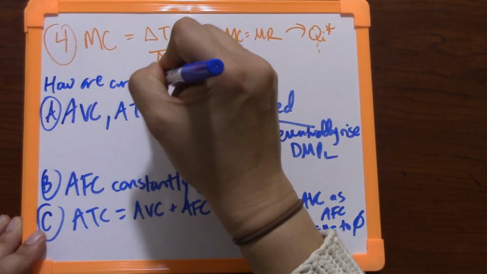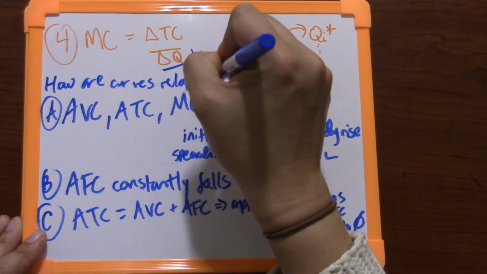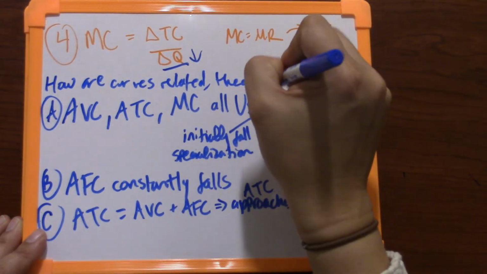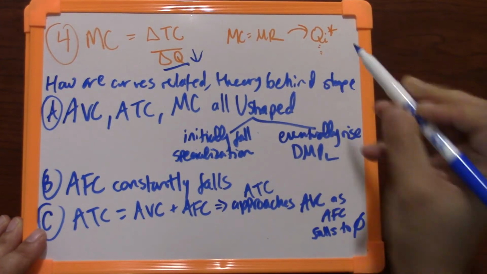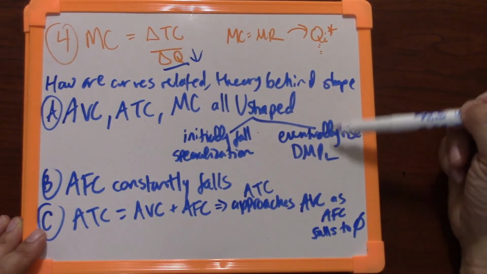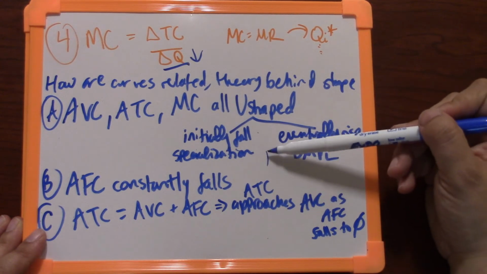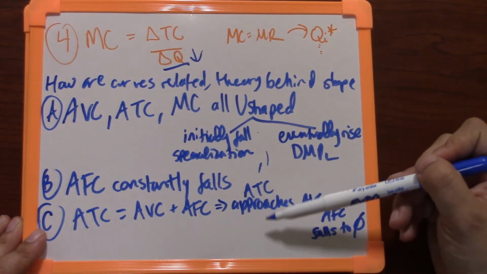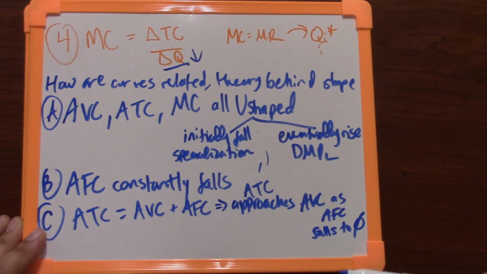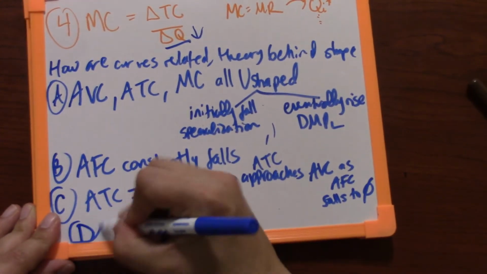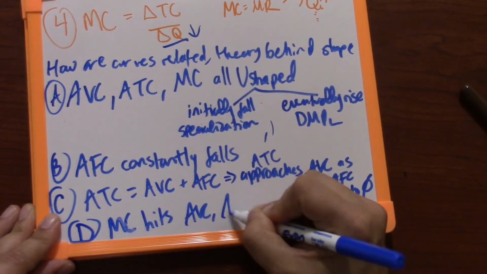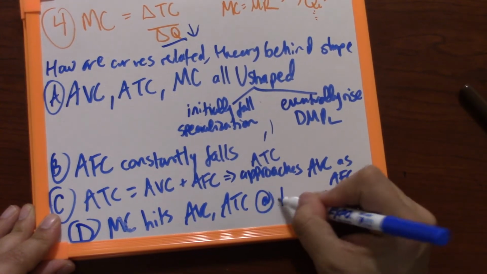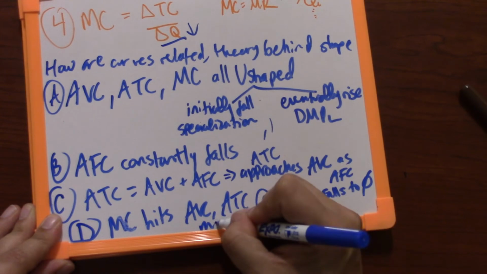How are the curves related to each other? And what's the theory behind their shape? A complete answer to that question includes why 3 of them are U's, why one of them is constantly falling, and why one of them is approaching the other. And lastly, that marginal cost hits average variable and average total at their minimums.